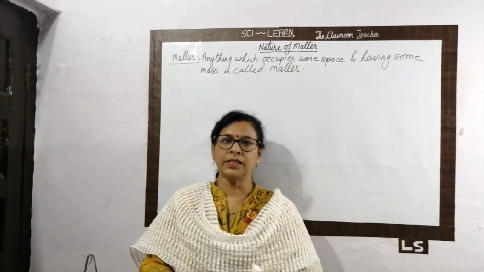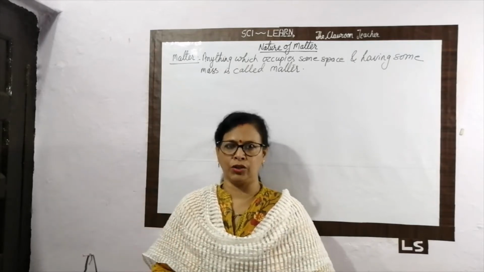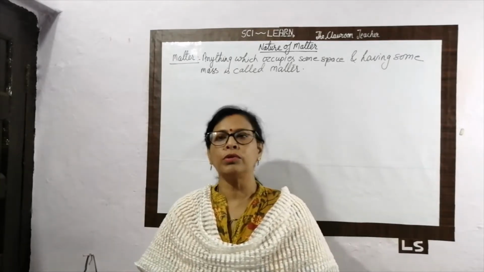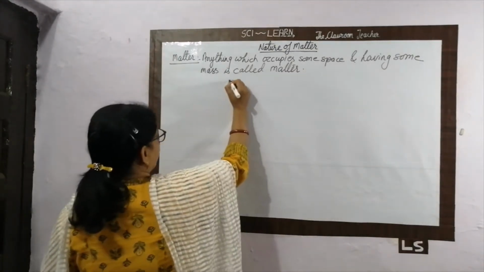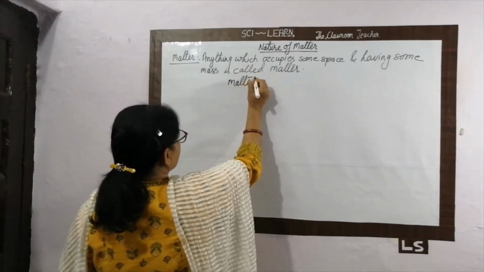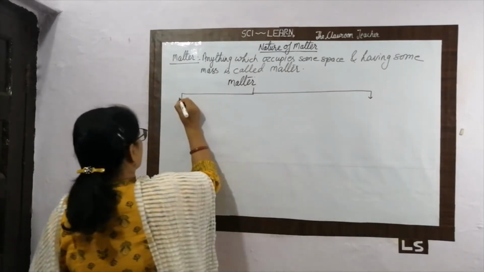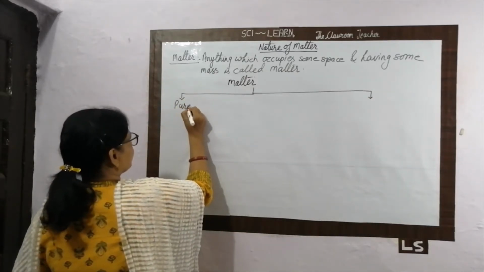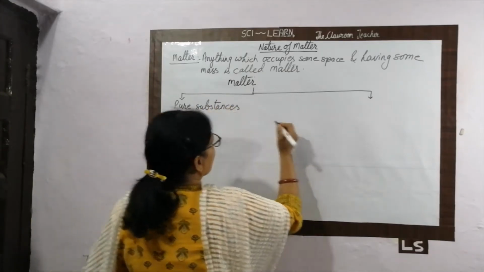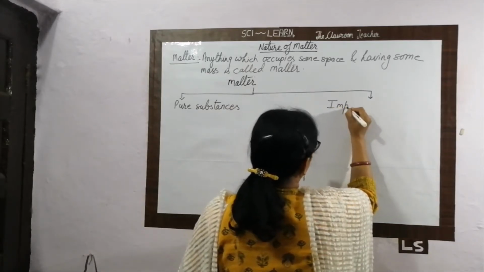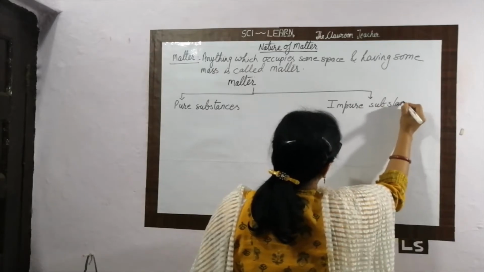Now all matter is divided into two broad classifications. According to the first broad classification, matter is composed of two kinds of substances: the pure substance and the impure substance. Pure substances and impure substances.